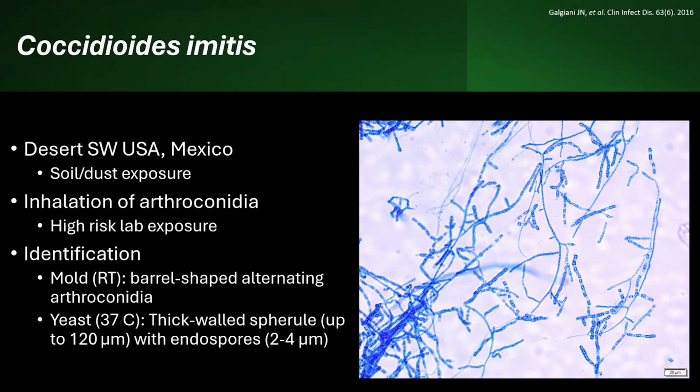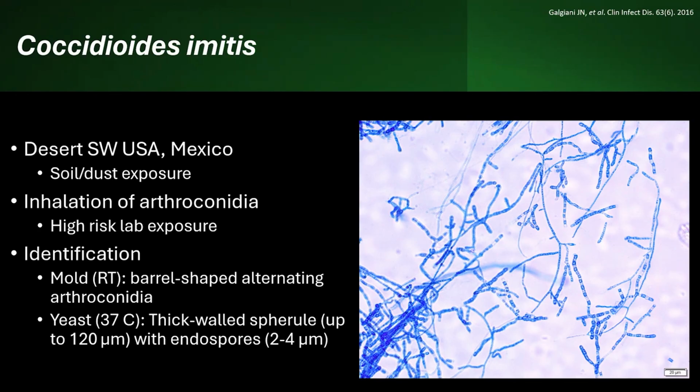This is generally considered to be a relatively high-risk laboratory exposure organism and should be handled underneath the biological safety cabinet hood at the bare minimum. Morphologically, Coccidioides in the filamentous mold phase has barrel-shaped alternating arthroconidia. You can see that here in this picture, where the blue are the viable arthroconidia followed by lytic cells that easily break apart to form little wings that they can coast on in the air once aerosolized.